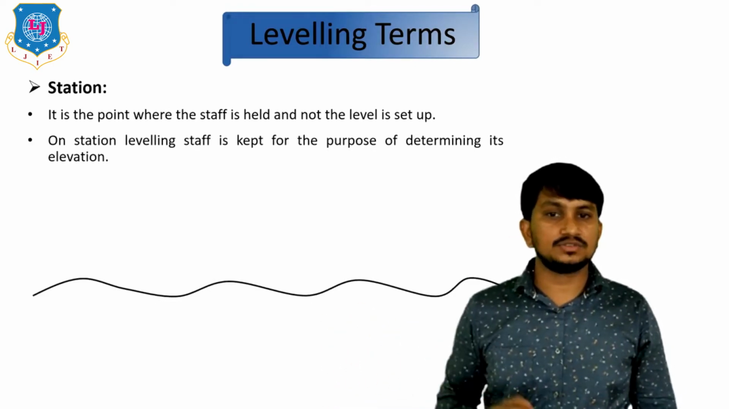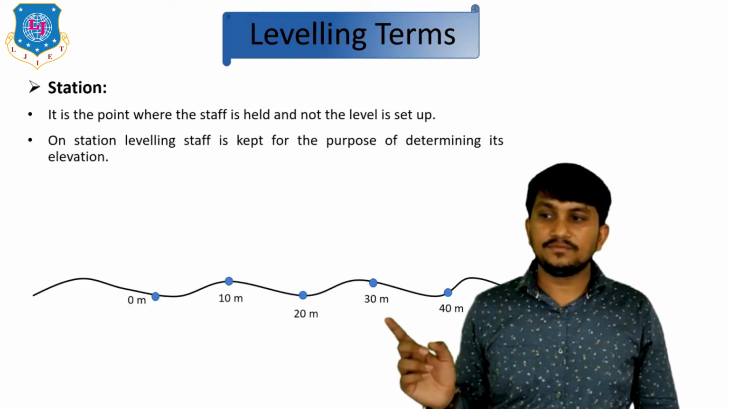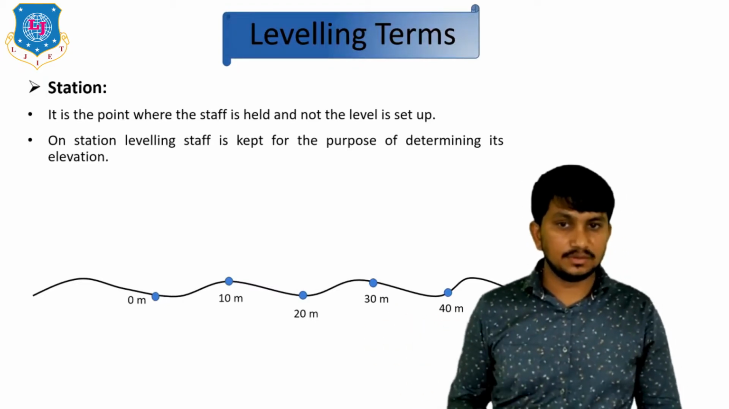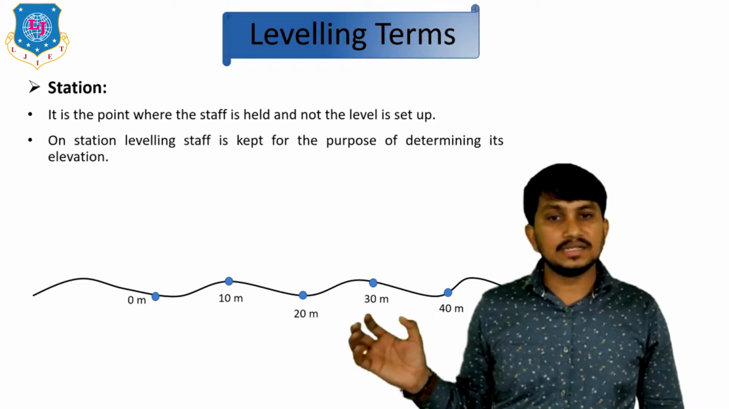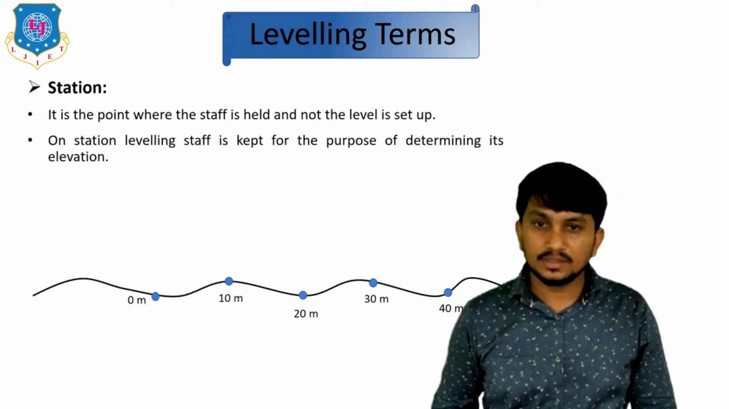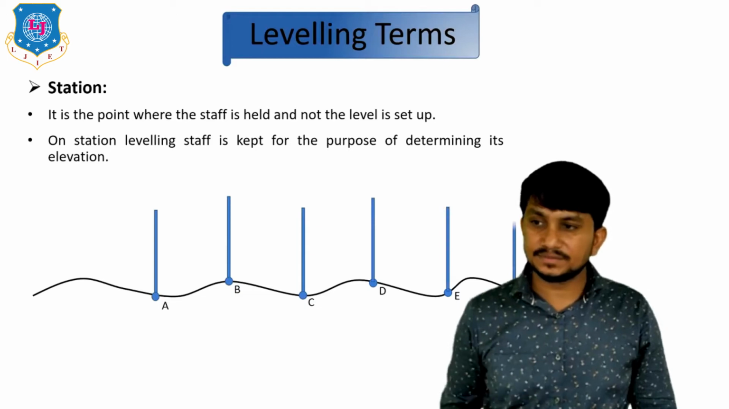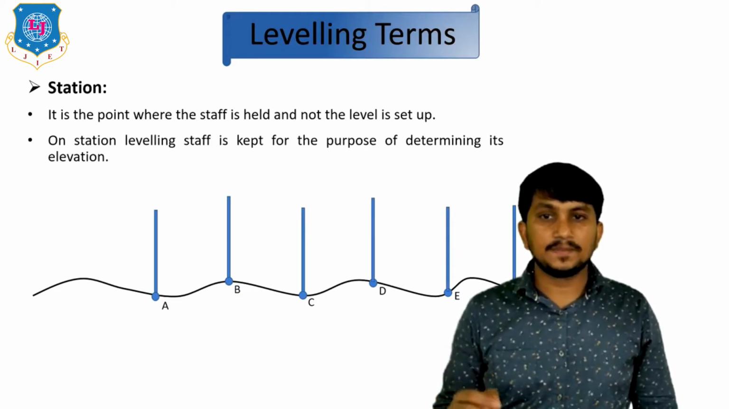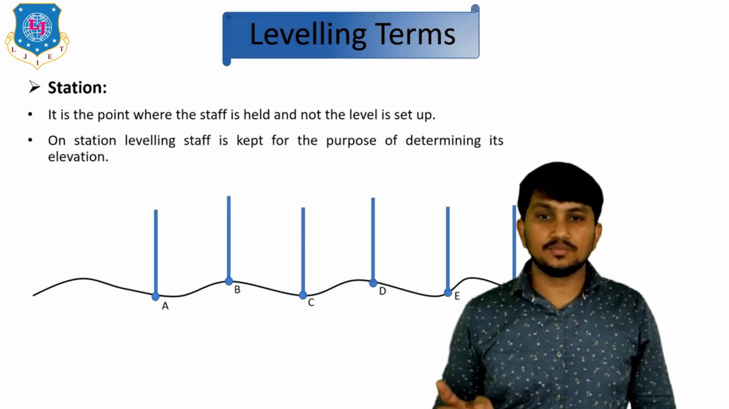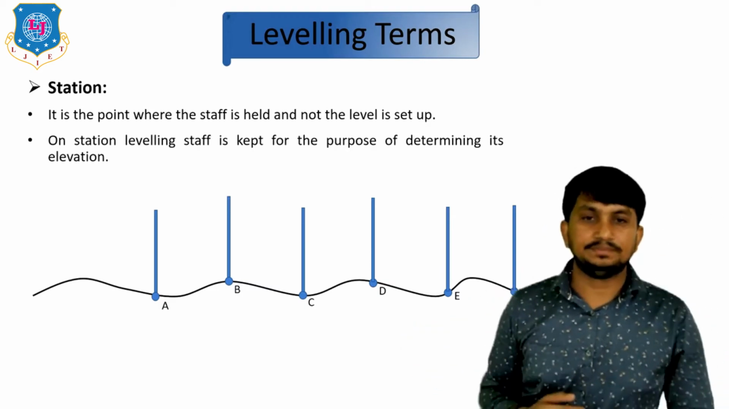Suppose these are uneven grounds, and these are the various points. Suppose we are going to do a survey of 0 meter to 50 meter, and we have marked these points as 0 meter, 10 meter, 20 meter, 30 meter, 40 meter and 50 meter. These are the points A, B, C, D, E and F. On these points we are holding our leveling staff, so they are called station points. Here A, B, C, D, E and F are the station points.